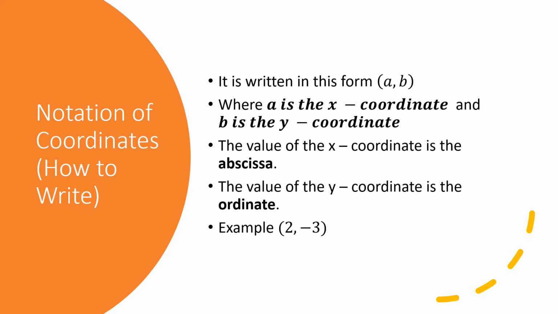Now let's look at the notation of the coordinates, or how to write them. It is written in the form (a, b), where a is the x coordinate and b is the y coordinate. The value of the x coordinate is known as the abscissa, and the value of the y coordinate is the ordinate. Let's have an example: (2, -3). 2 is the abscissa, -3 is the ordinate, and the coordinate is (2, -3).